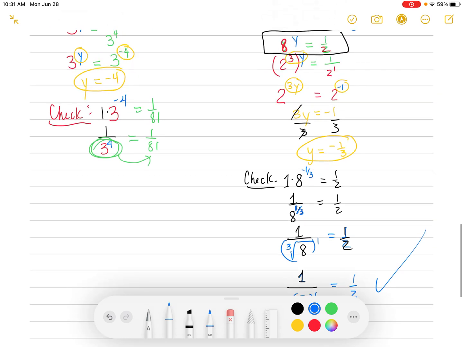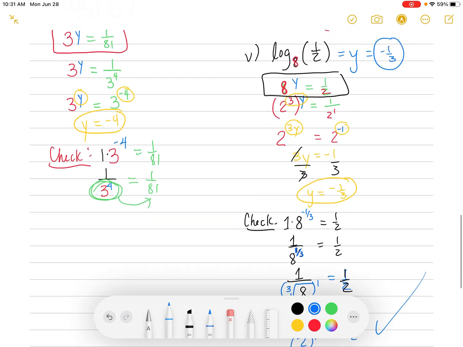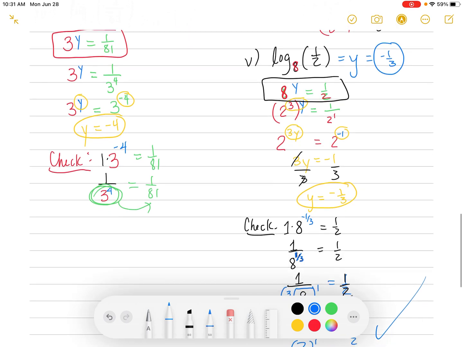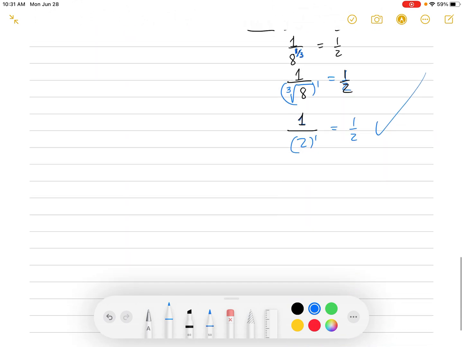So on the bottom here on the left side, I'm going to take the cube root of 8. What's the cube root of 8? Well, it's 2, right? And then we're going to raise it to the 1 power. Is 2 to the 1 power 2? Yeah, it is. So you get 1/2 equals 1/2. So it checks out. Okay, so our answer was minus 1/3 for that logarithm.